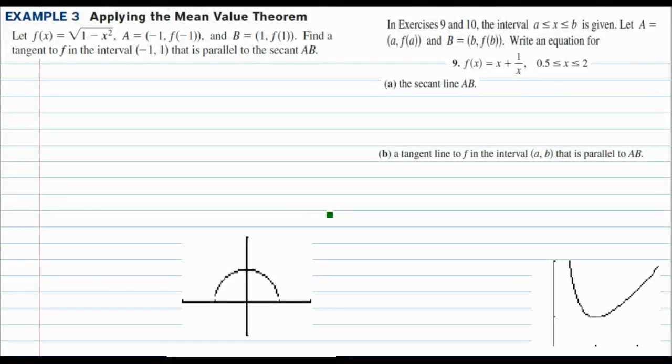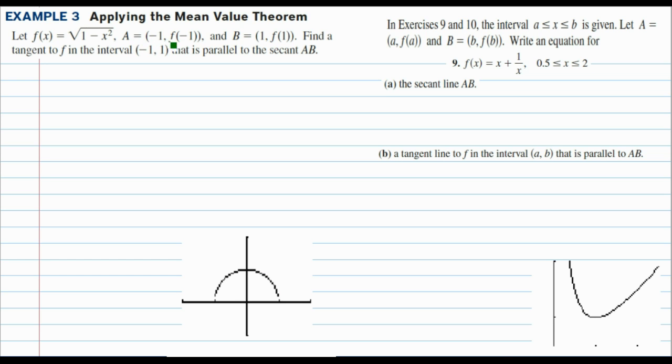This is the screencast for section 4.2, example 3. We're going to apply the mean value theorem. Let f of x equal the square root of 1 minus x squared, which you may or may not recognize as being a half circle, radius 1, center 0, 0. I kind of graphed it down here.